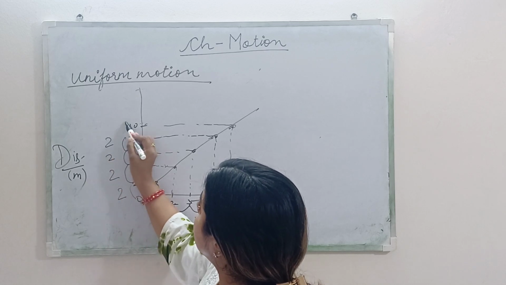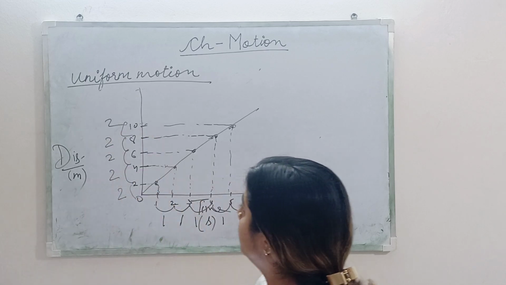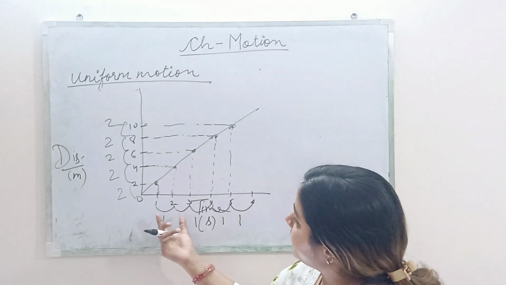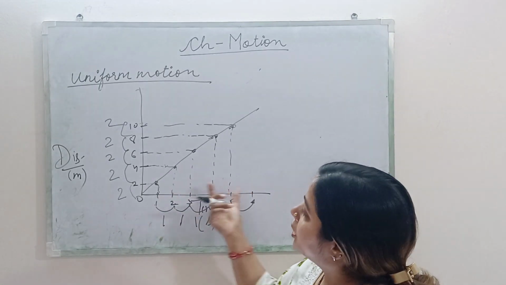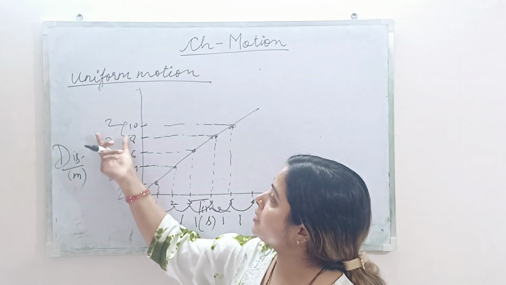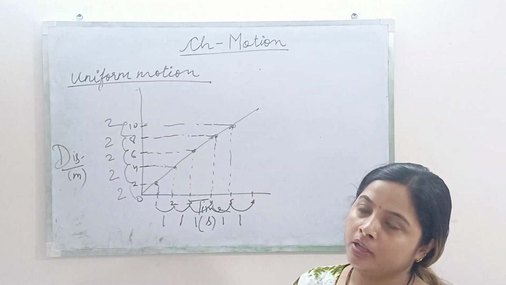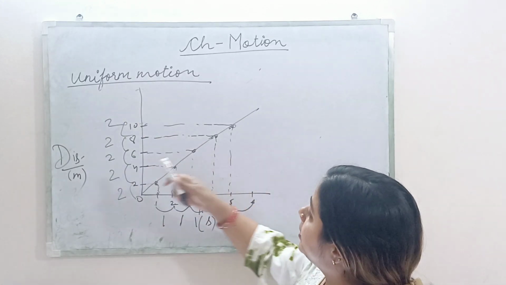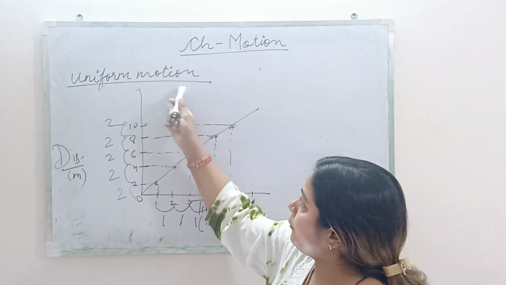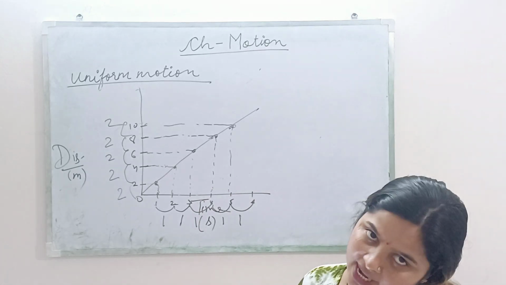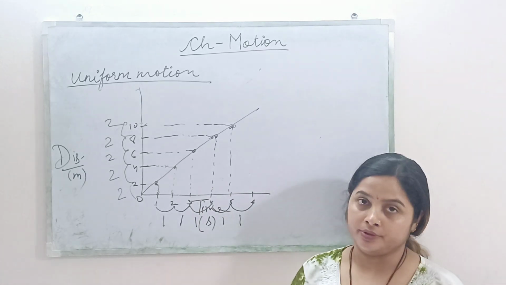8 minus 6, 2. 10 minus 8, 2. So it means in each equal second, the body is covering equal distance of 2 meters. Clear? And that is why the graph between distance and time in case of uniform motion is a straight line. I hope it is clear to you children.